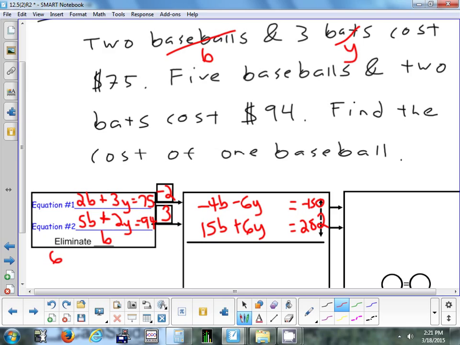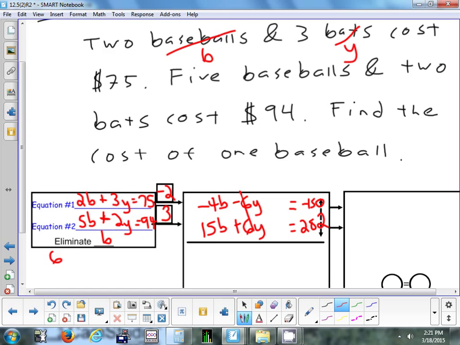Victoria, what letters get eliminated? Y or B? -4b, positive 15b. That's going to eliminate the Y's? Yeah, you're right. All right, so this cancels out, right? Victoria, when I do this, what do I get? Can you explain why it's better that those canceled out again?